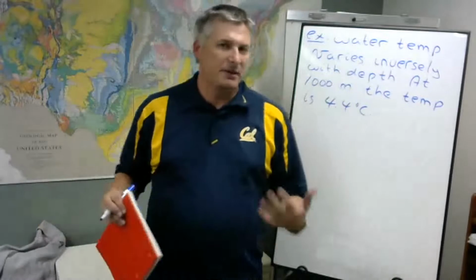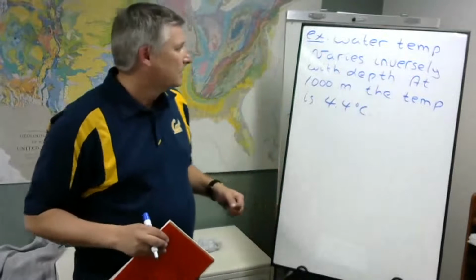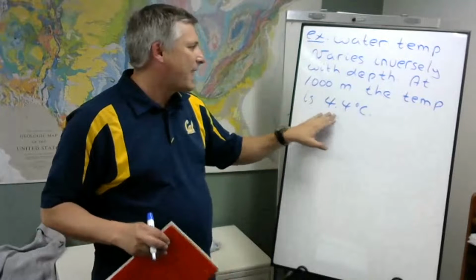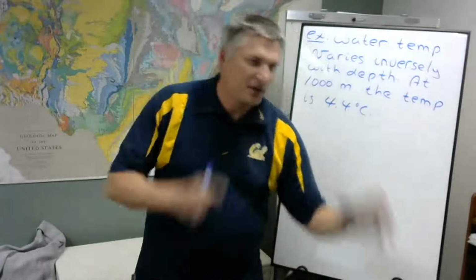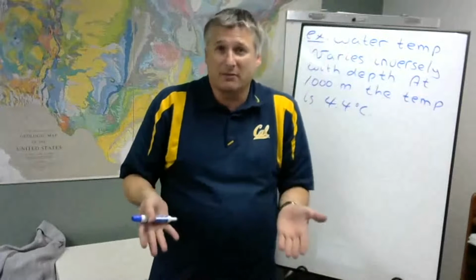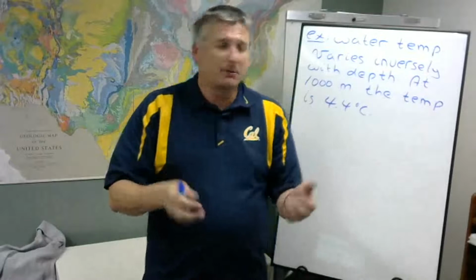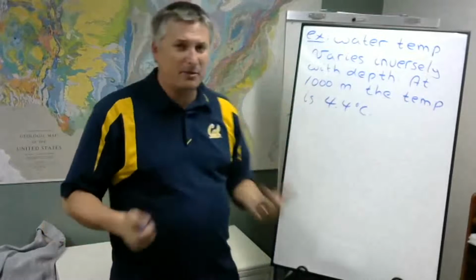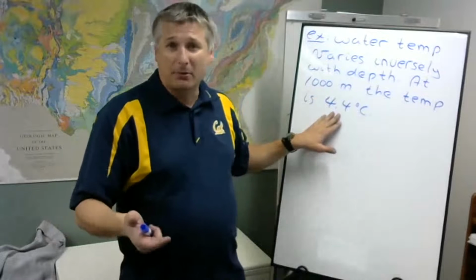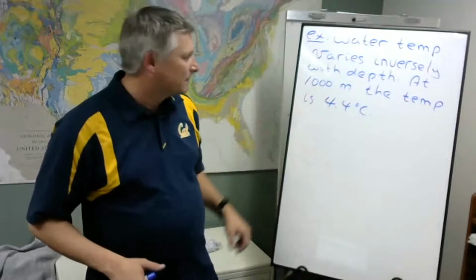So varies inversely tells us what kind of formula we're going to use. Y equals k over x. And then they've given us some information. We have an input of depth and an output of temperature. The idea is that you drop down to the depth first, and then you find the temperature. So the depth is the input, and the result, the consequence, the output is going to be the temperature.